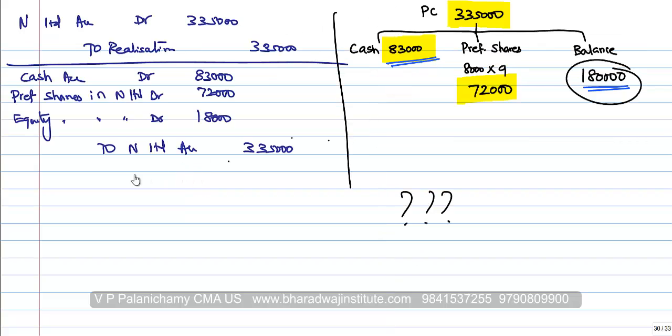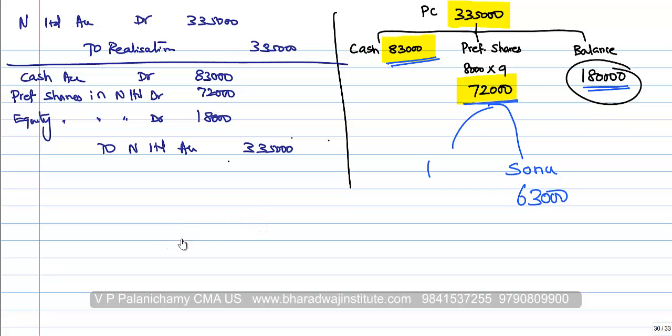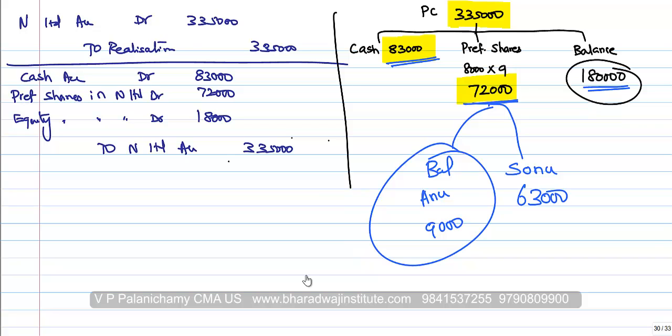Then, this preference share, look at adjustment number C. Go through adjustment number C. B. It is taken over by Sonu for the loan given by her. Sonu has given a loan. How much? Sonu. Balance is taken over by Anu. Balance is taken over by what? Anu. What is the balance? 9,000. Balance is taken over by Anu, 9,000.